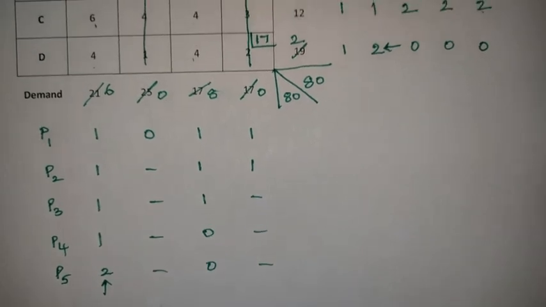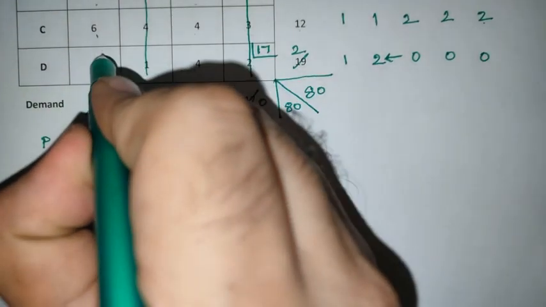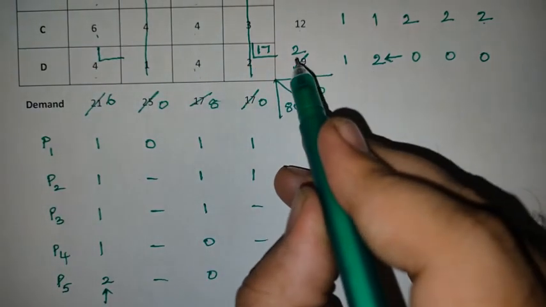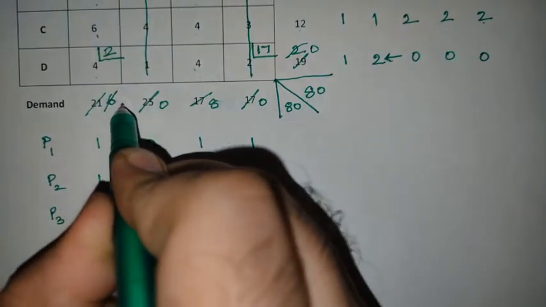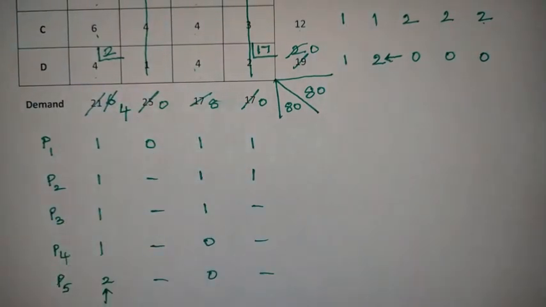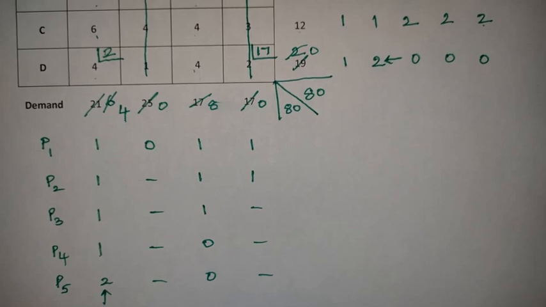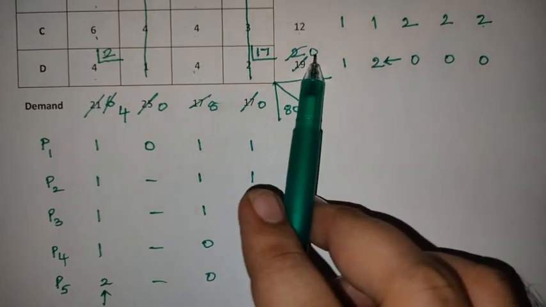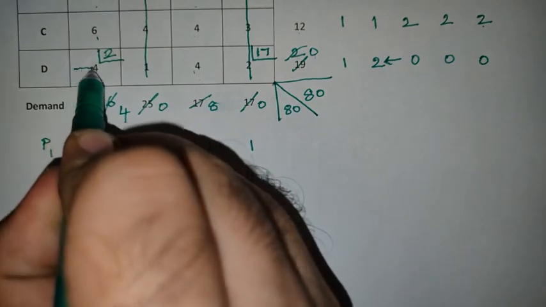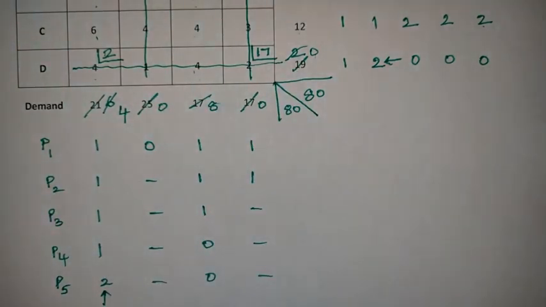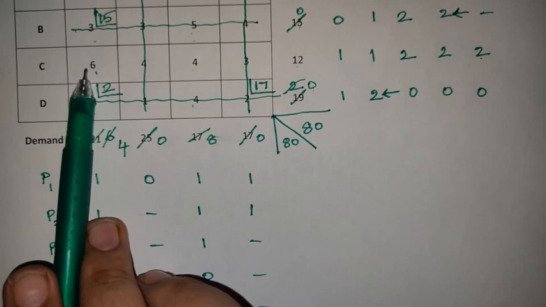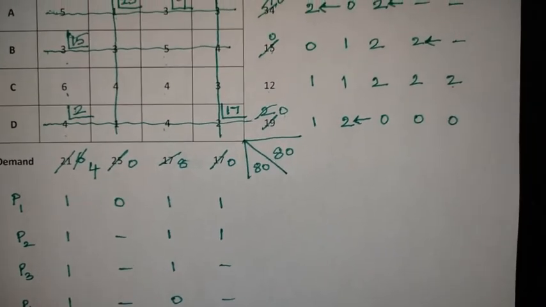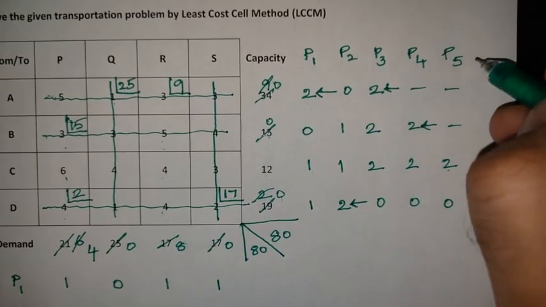So what is the minimal value? 4. Now I am going to allot the number of units to this one. So 2 units I can allocate, 0, and here 4. So now let's go for the next iteration. As this row becomes 0, strike off this one. Next, how many cells are remaining? Non-struck ones: 6, 4.